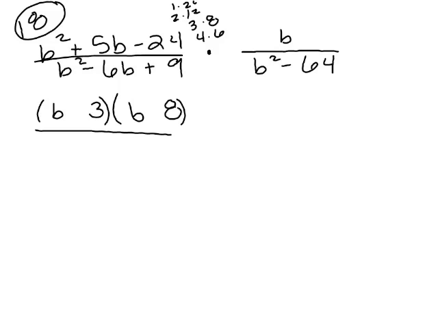So where do I want my positive? Where do I want my negative? Remember, my 5b is positive, so my bigger number needs to be the positive. My smaller number is the negative. So b squared plus 8b minus 3b, so there's my positive 5b. Negative 3 times 8, negative 24.